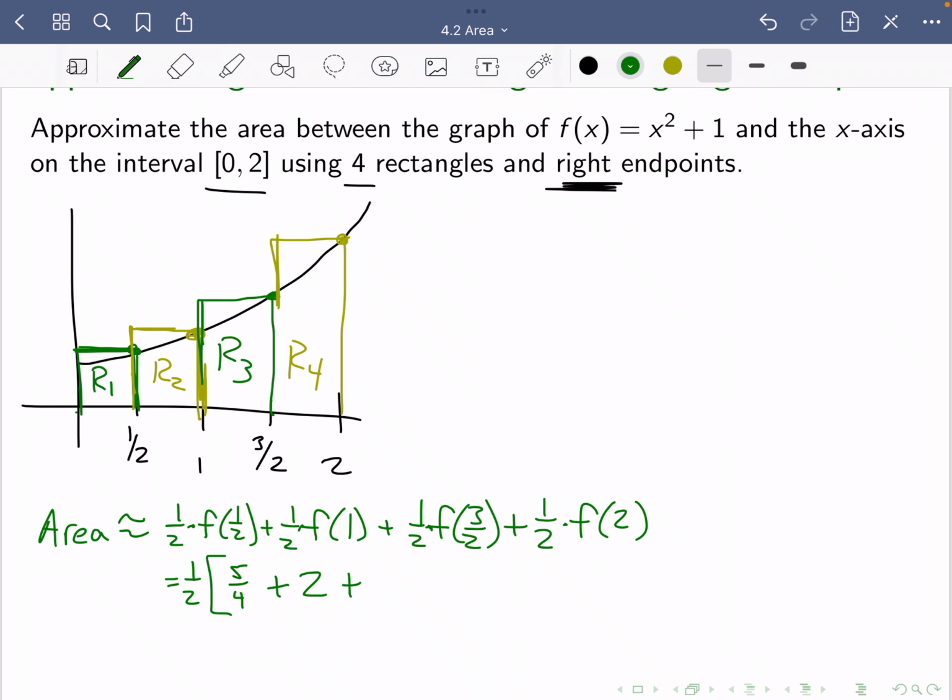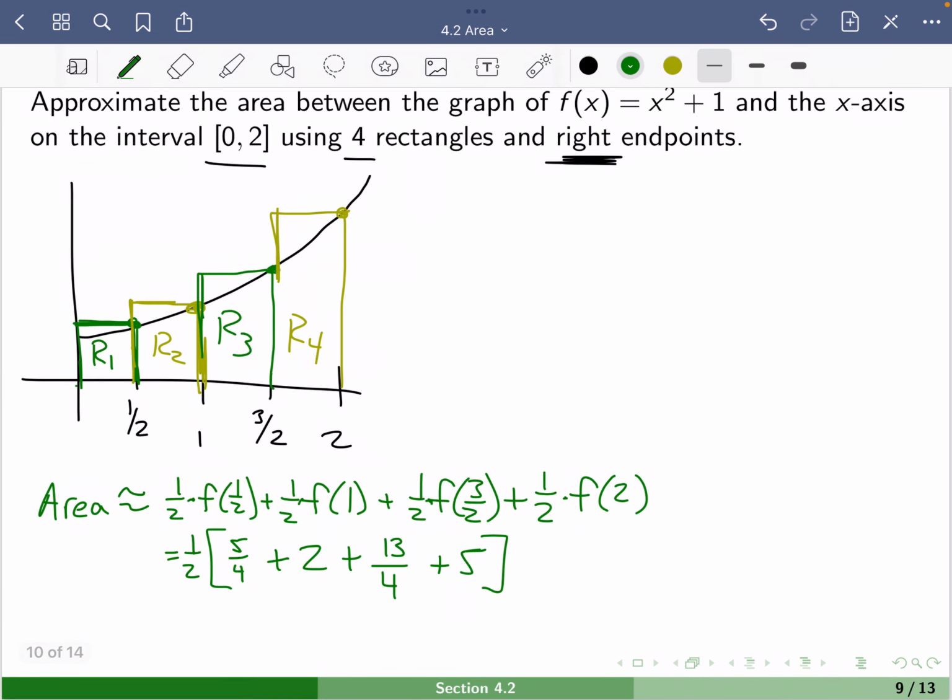Our function value at 3/2 is going to be, let's see, 3/2 squared is 9/4 plus 4/4 is 13/4. And then our function value at 2, squared plus 1, is 5. Add that up and multiply by 1/2, and we should get something that looks about like 46/8, or 23/4.